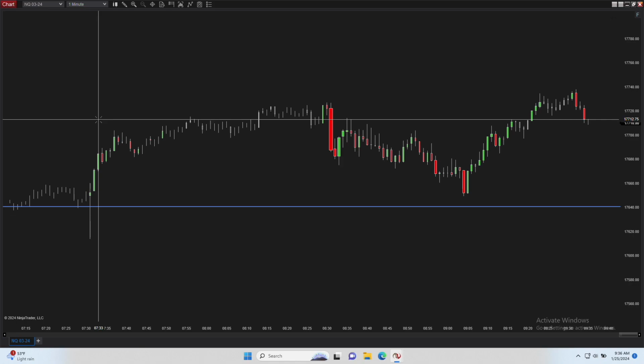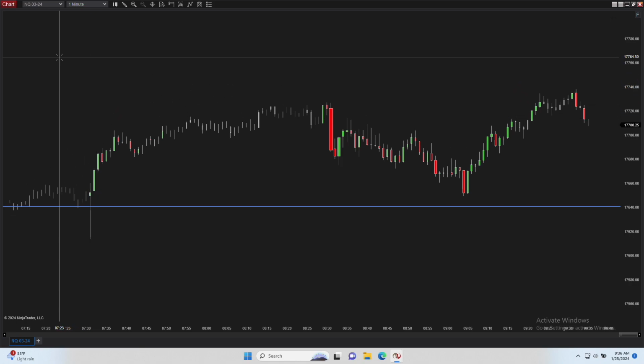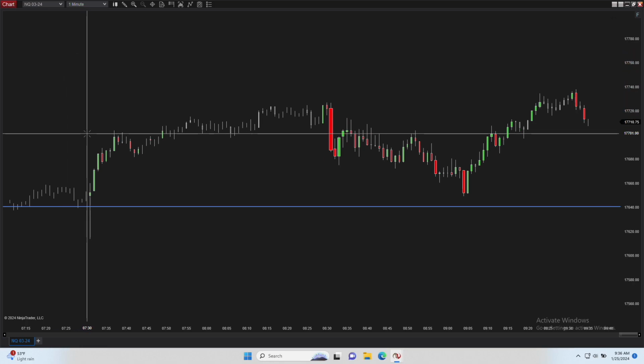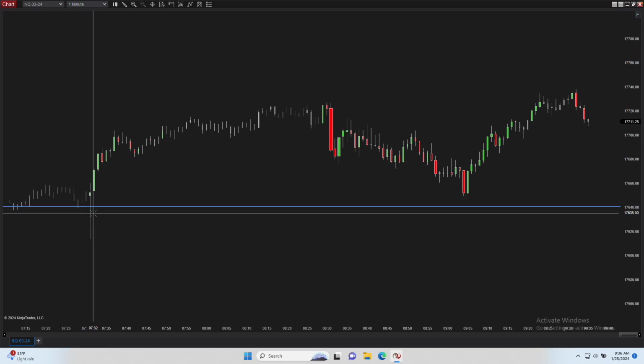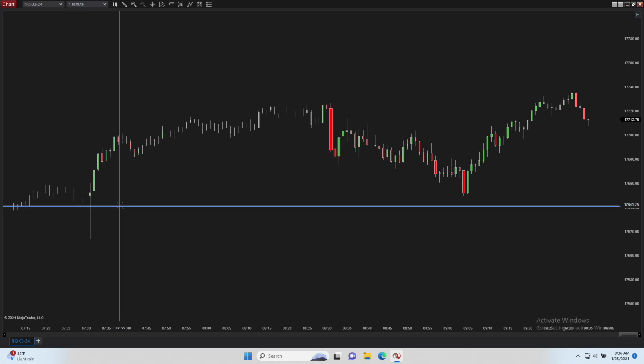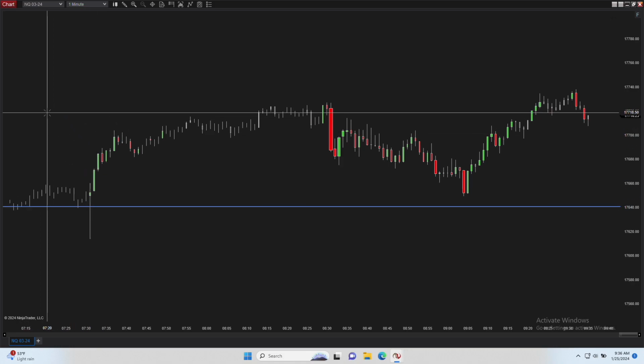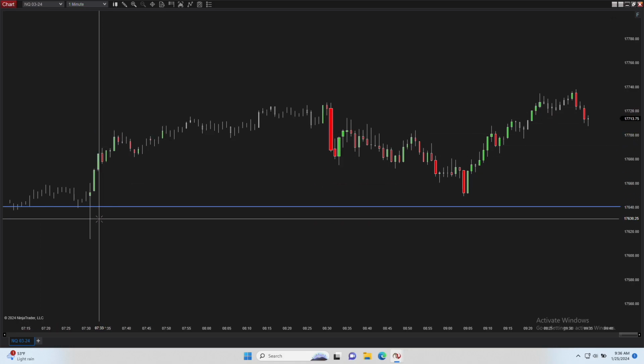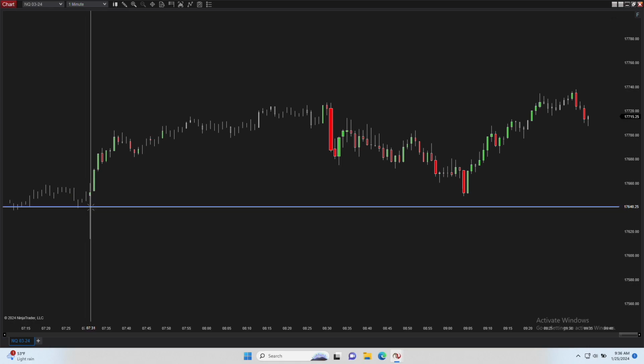On the 1 minute, this will speed up your execution. For instance, here, I have this line on every chart we're going to look at. It's the value area high from yesterday, but just a zone. You could put in whatever liquidity zone you're looking at. It doesn't really matter. It's all just for context of getting into a trade here.